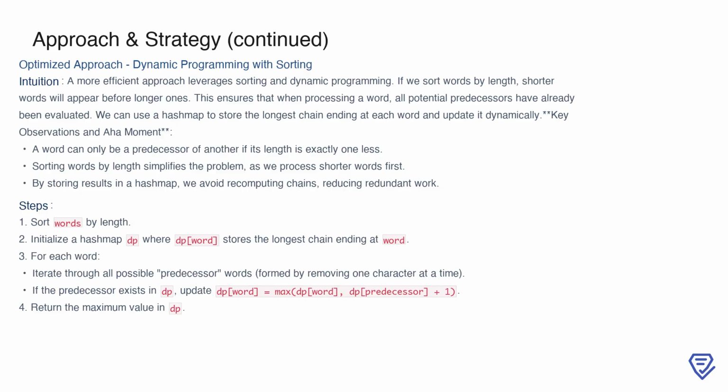This makes it easier to dynamically build the longest chain ending at each word. By using a hash map, we can efficiently store the longest chain length for each word as we process it. The steps are as follows.